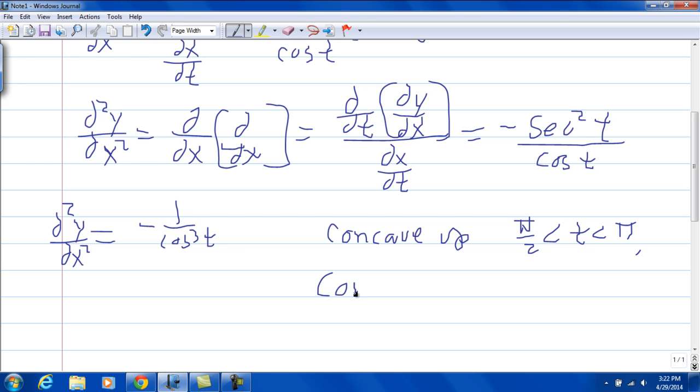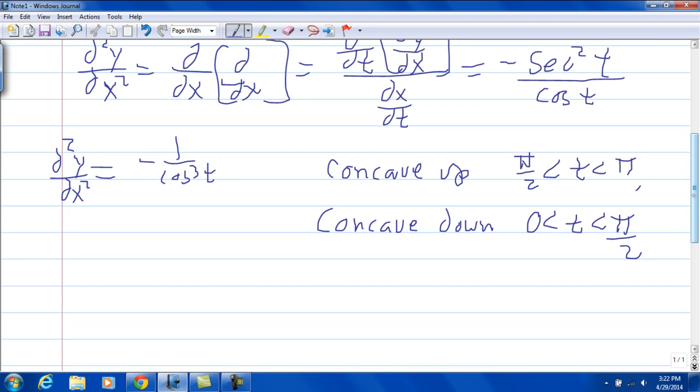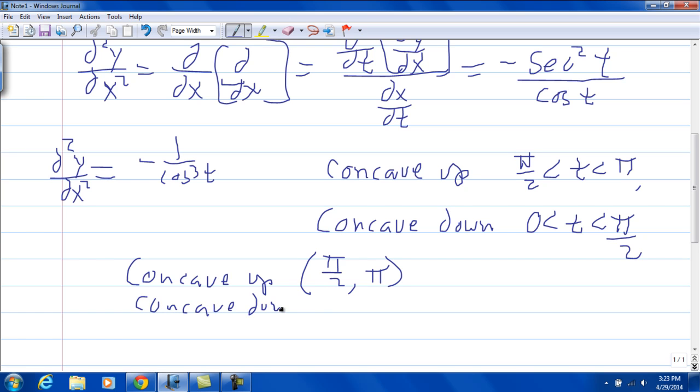It's going to be concave down then. Well, where's cosine positive on this interval? From 0 to pi over 2. At pi over 2, it's not defined. So concave up, pi over 2 to pi, concave down from 0 to pi over 2. Okay, hope that helps.